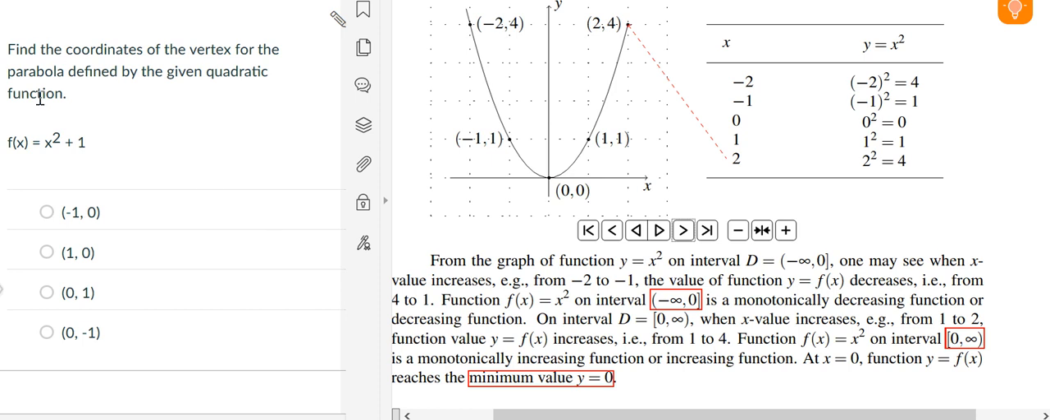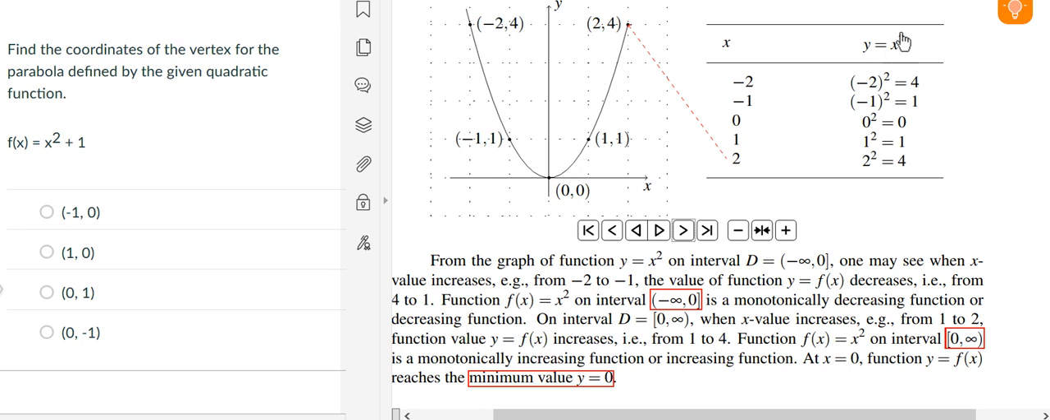Now, let's look at this question. Find the coordinates of the vertex for the parabola defined by the given quadratic function. Here we have the function of variable x, which is x squared plus 1.